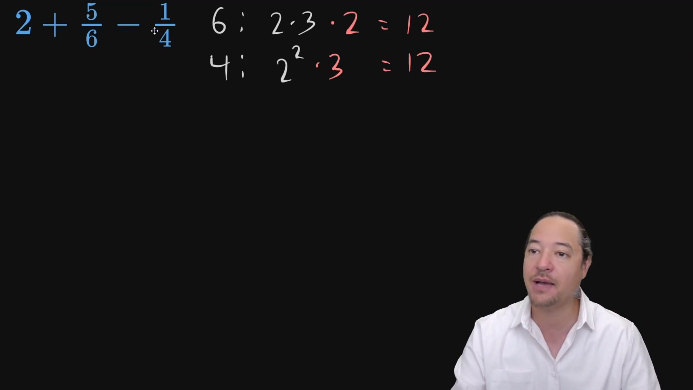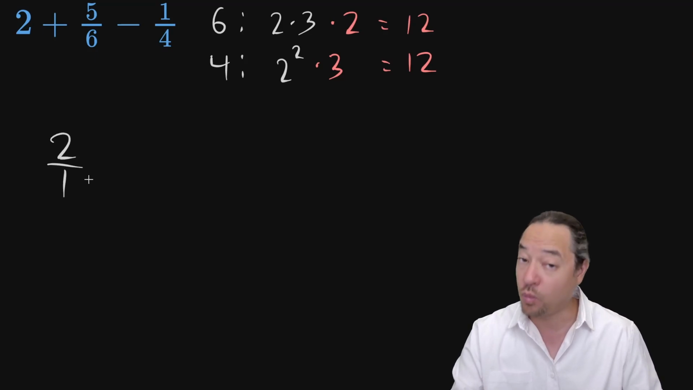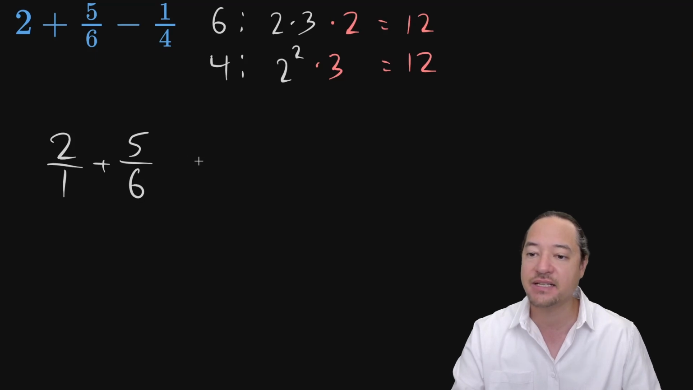Okay, so let's grab a copy of this. Actually, you know what? I'll just leave that there. I'll rewrite it. So we're going to have a 2 over 1, that's how I'm going to think of that, plus a 5 over 6 minus a 1 over 4.